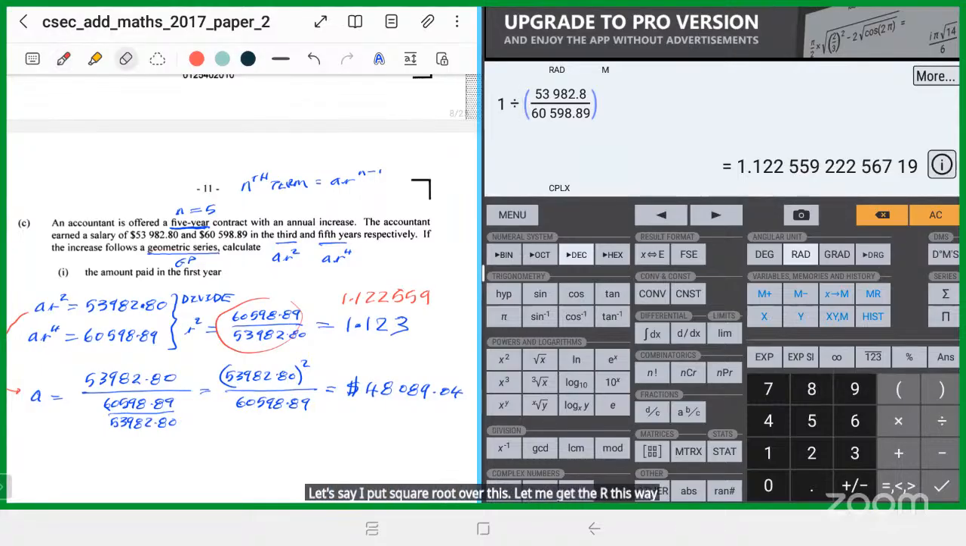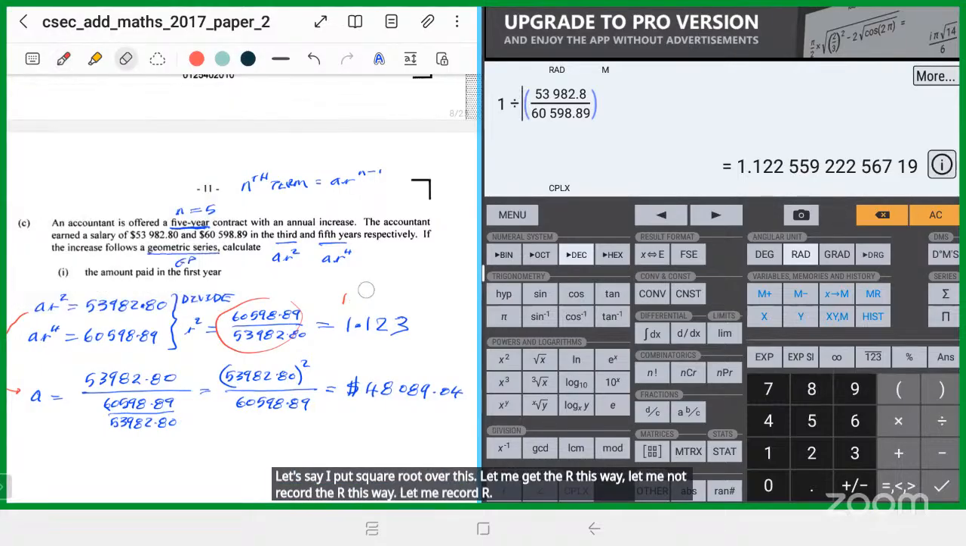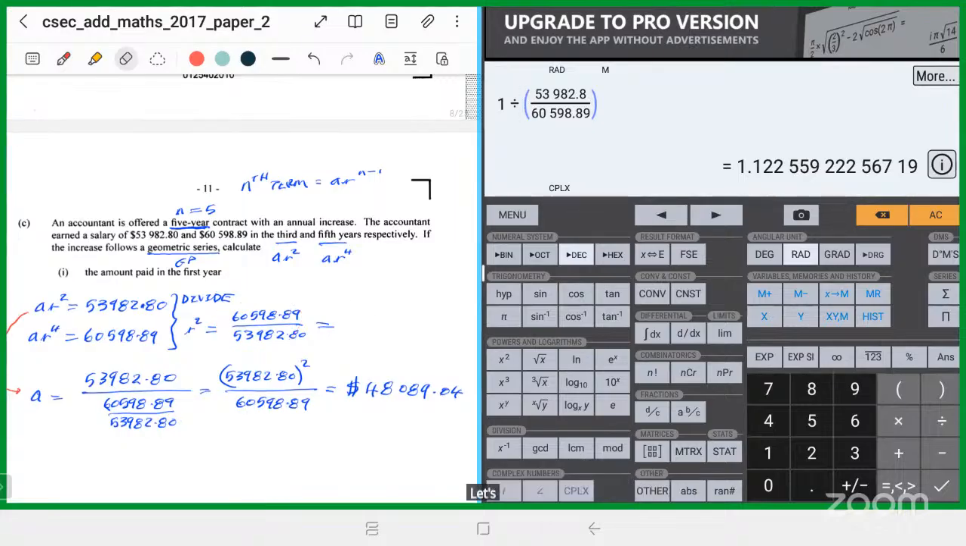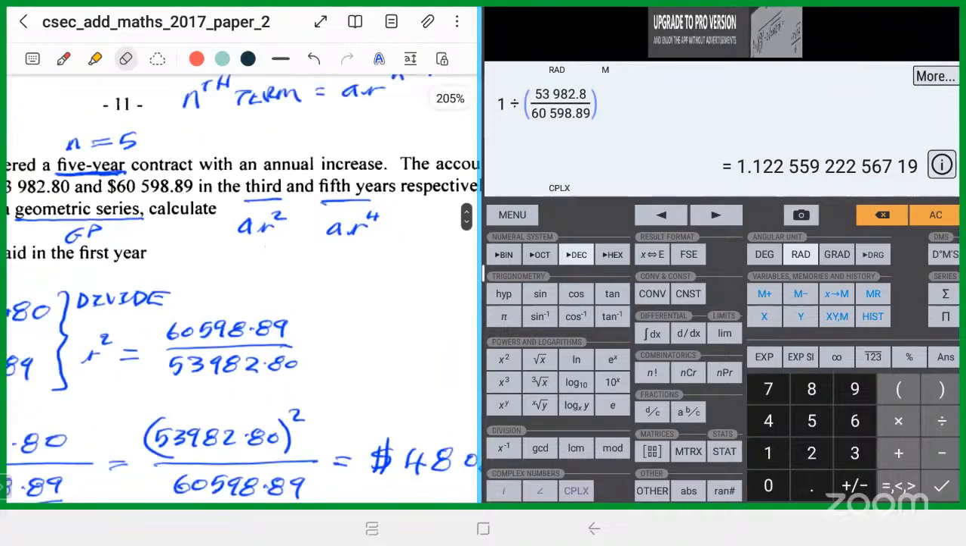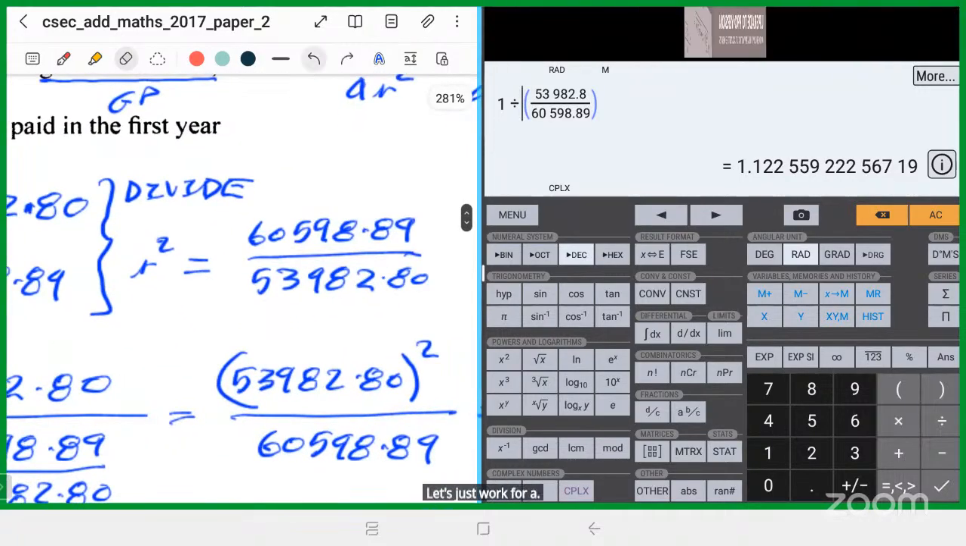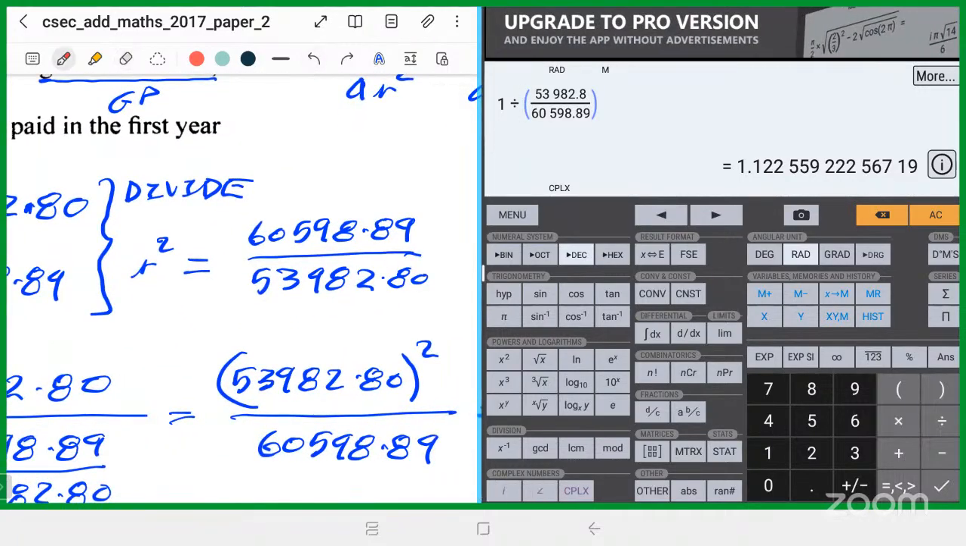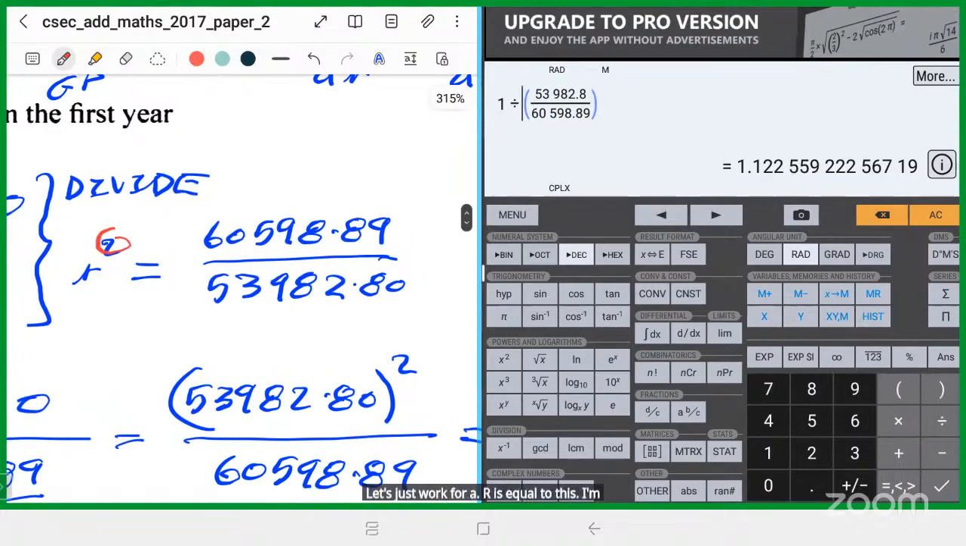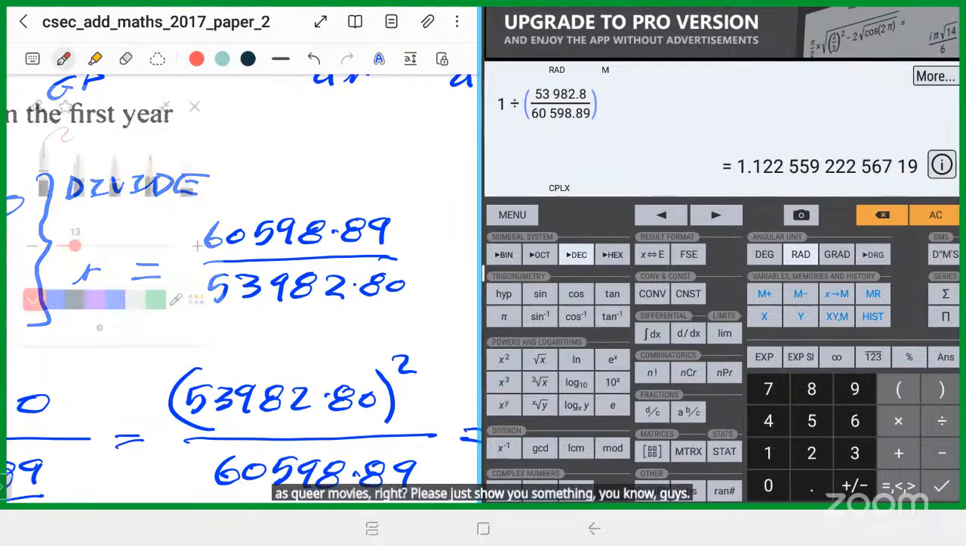Let's work out r. So r is equal to this. I'm going to take out the square and square root this, right? This is just to show you something, guys. So r equals the square root of this.